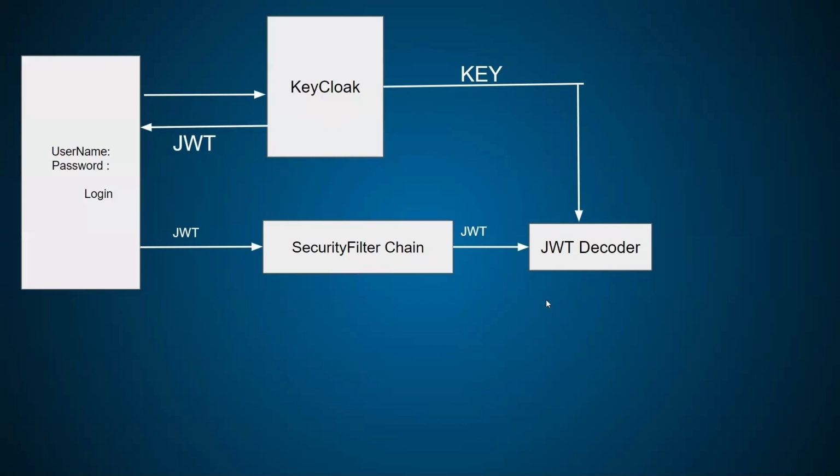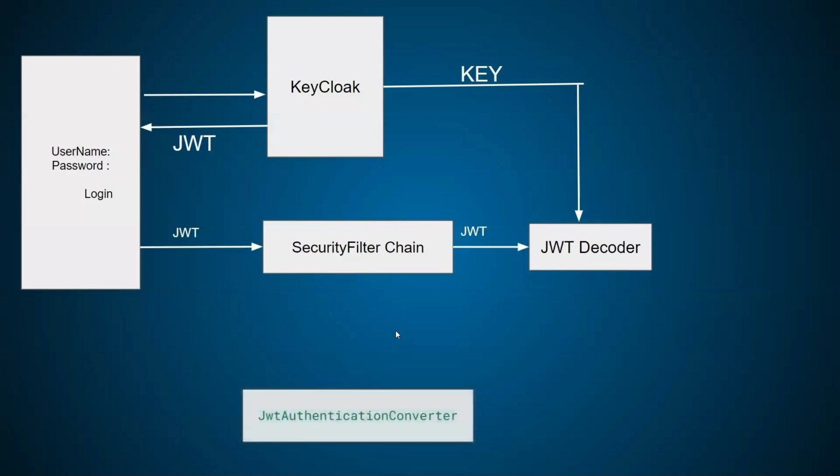It doesn't need to validate the login because the authentication is already done at Keycloak. It just decodes that and returns it to the Spring Security filter chain. Now the security filter chain will take that token and call the JWT authentication converter. That JWT authentication converter is a class, and we have to provide the implementation.